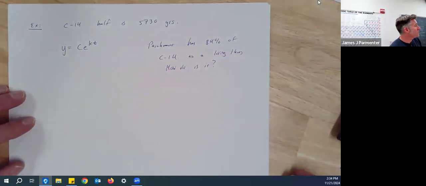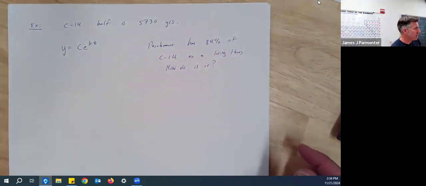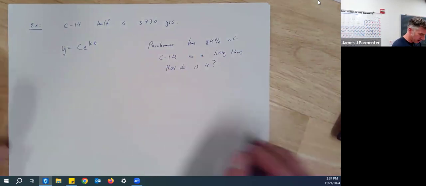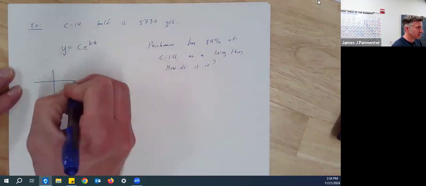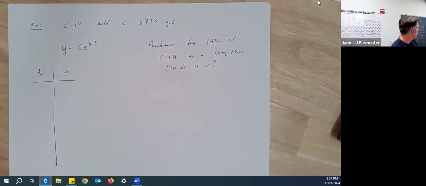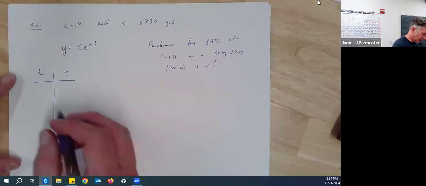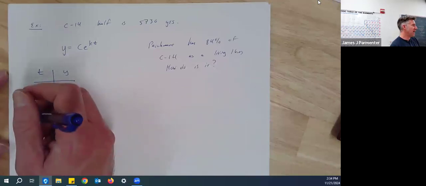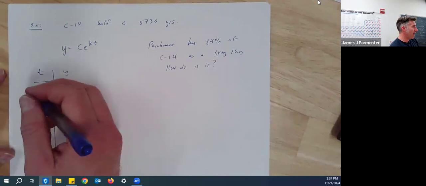And just like every single time we've had an exponential growth or an exponential decay problem, I'm going to recommend drawing a little table like this with times and amounts. And typically, when I do a problem like this, I like to think of time equal to 0 as the time when things start, where I have all the stuff.